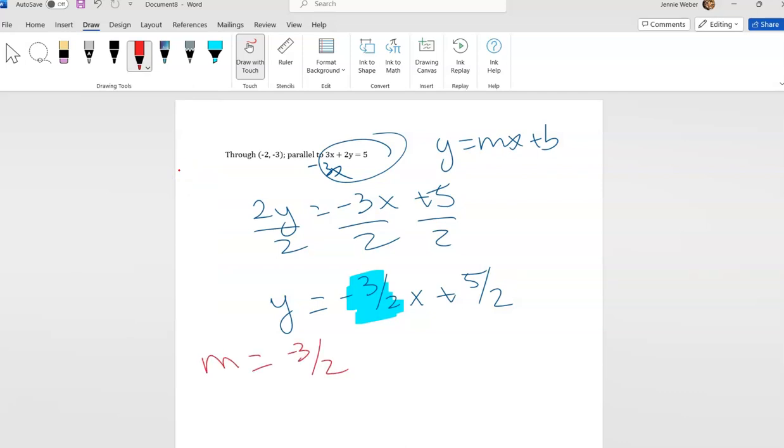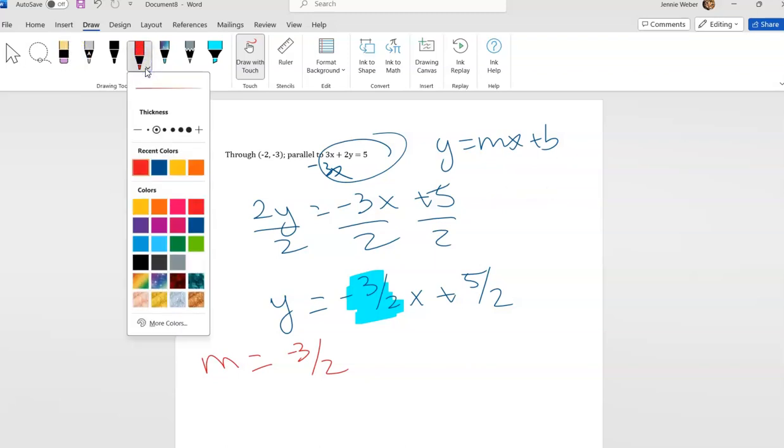Now, had I been asked for perpendicular, slopes are opposite reciprocals. So a perpendicular slope would be 2/3. You flip it, change the sign, okay? We don't need that, but that's just a quick add-in review of how that works.